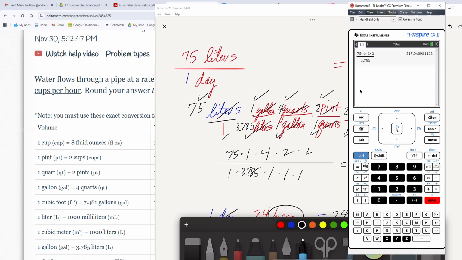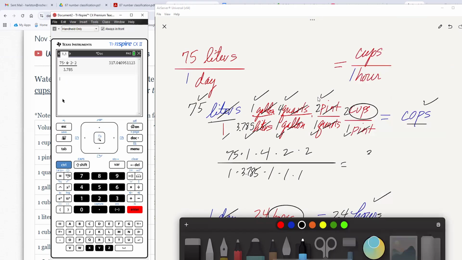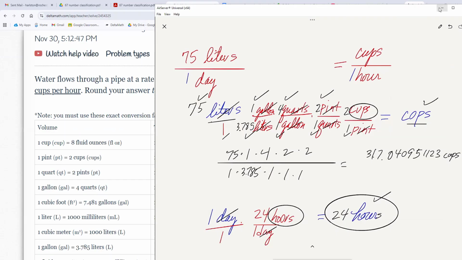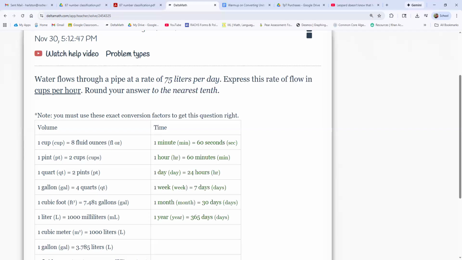So I've got it. So this is saying that this is equal to 317.0409511123. This is the number of cups. And then this is the number of hours. So what I'm going to do now, the last step, is take these two conversions and convert the number of cups by the number of hours. So watch what I do. This is the last step. I think this is the easiest way to do it.